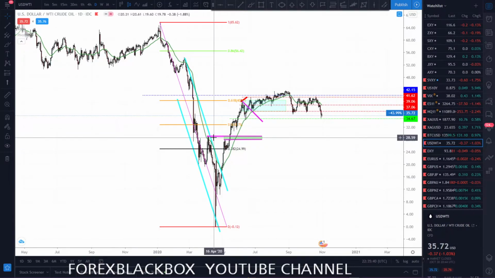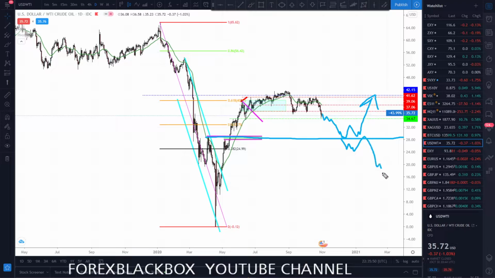That pullback is not done yet. I think we're going to come back and retest these lows a few times before the year is over. Then probably we'll see some bounce. If not, we're going to break below it, retest, and probably get another leg down. So from this anchor, we need to break it.